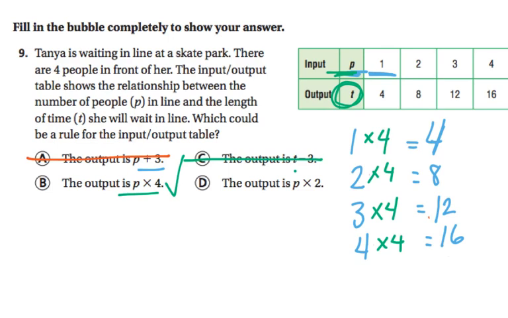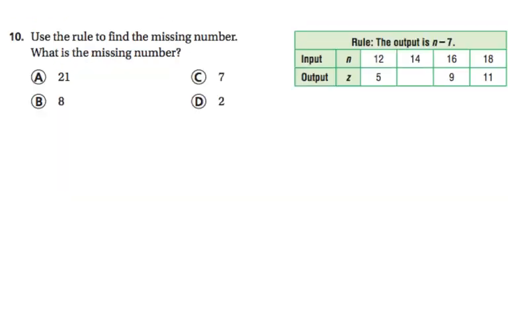Okay, and then lastly, we're looking at answer choice D. If I multiplied 1 times 2, I would get 2, which is not 4. If I multiplied 2 times 2, I'd get 4, which is not 8. So this one is not working. We already have several that it didn't work for. So our correct answer choice would be B.